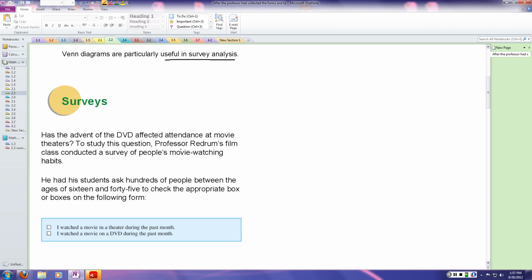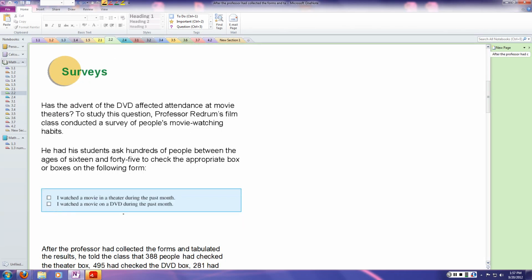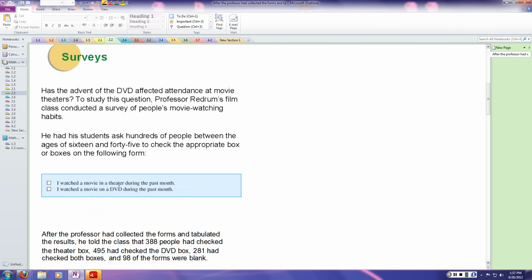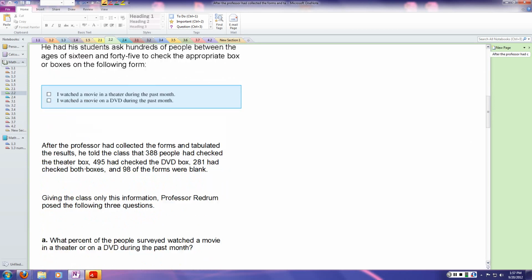A professor in his film class conducted a survey of people watching a movie, and they were given a slip of paper. It says, I watched a movie in a theater during the past month, or I watched a movie on DVD the past month. So it's possible that you could have done both, watched a movie in theater and on DVD. After he collected the forms and tabulated the results, he told the class that 388 people checked the theater box, 495 people checked the DVD box, 281 people checked both boxes, and 98 of the forms were blank.